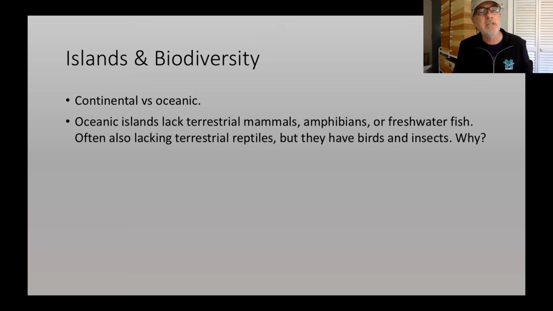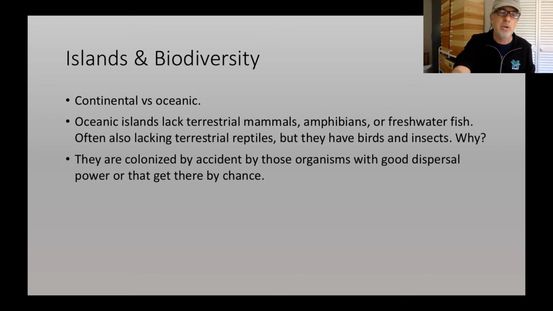Oceanic islands tend to lack terrestrial mammals, amphibians, and freshwater fish, and they're often lacking terrestrial reptiles, but they have birds and insects. And why is that? Well, you've probably figured it out. They are colonized by accidents, and so they're found by organisms with good dispersal power, because these are chance events. And so organisms that have wings have a much higher chance of finding an oceanic island.